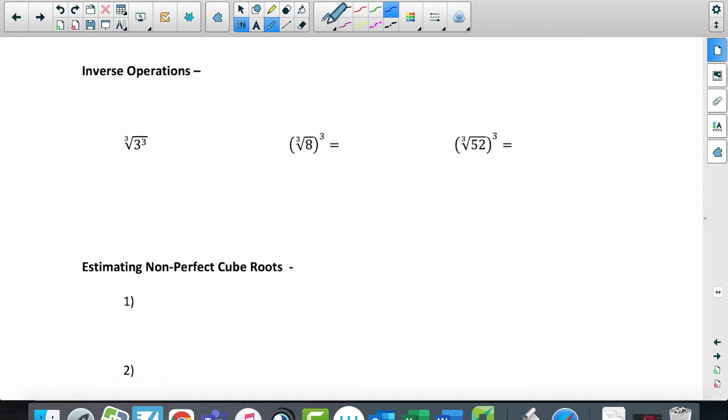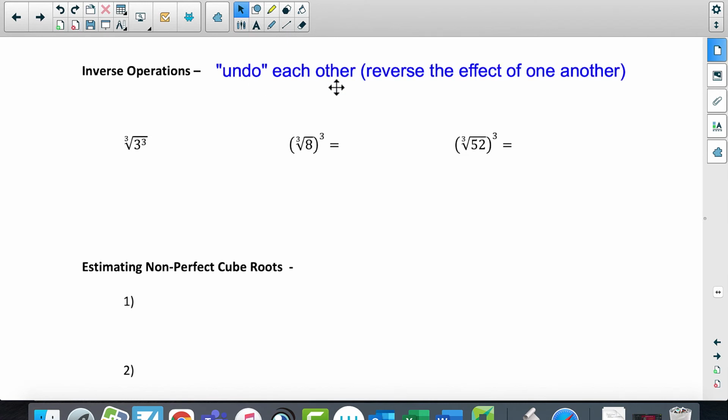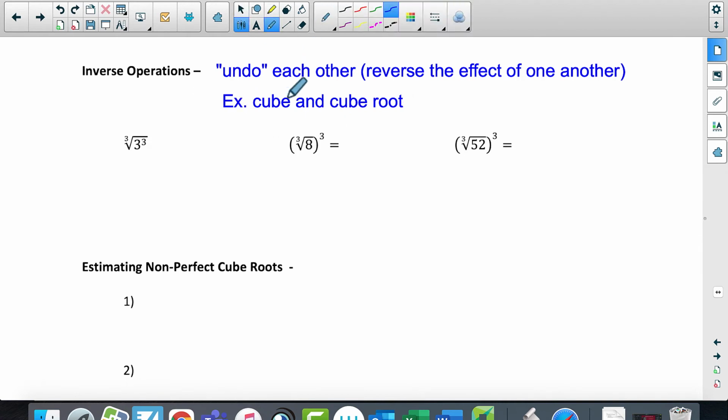Okay, next, inverse operations. We talked about this before. Remember inverse operations? They undo each other. So they reverse the effect of one another. We talked about add and subtract undoing each other, multiply and divide undoing each other, square and square root undoing each other. And now we've got, not surprisingly, cube and cube root. So I'll do the first two long form, and I hope it clicks in your brain again about how fast these should be.